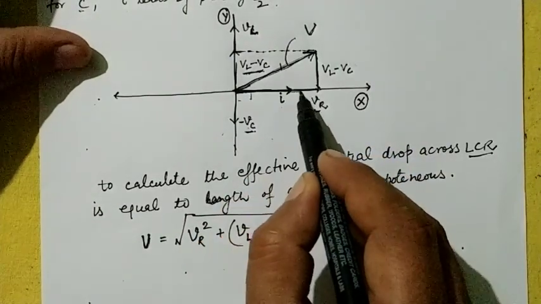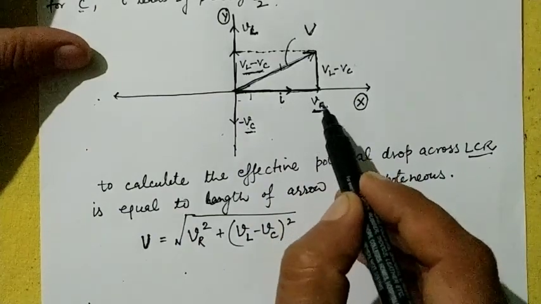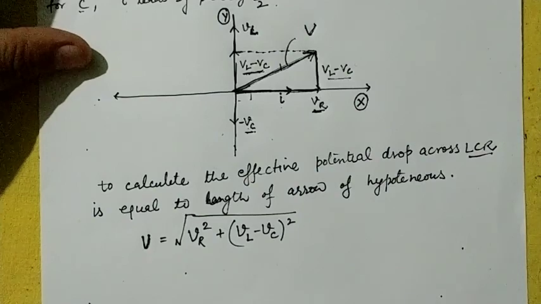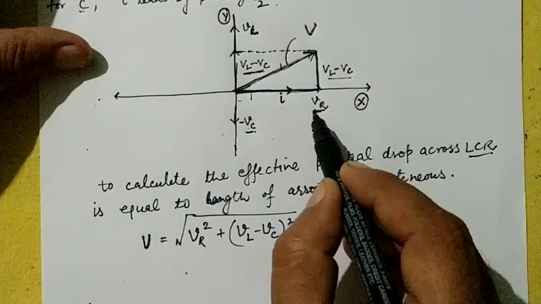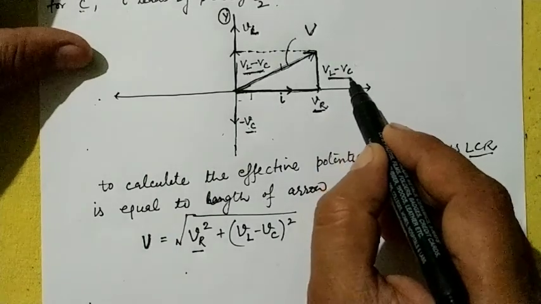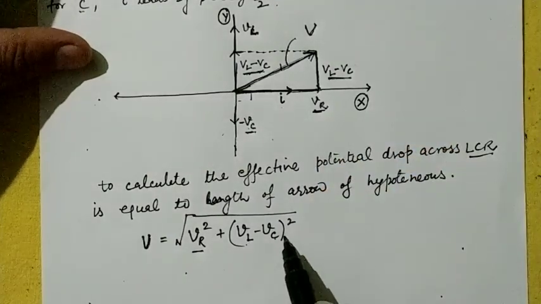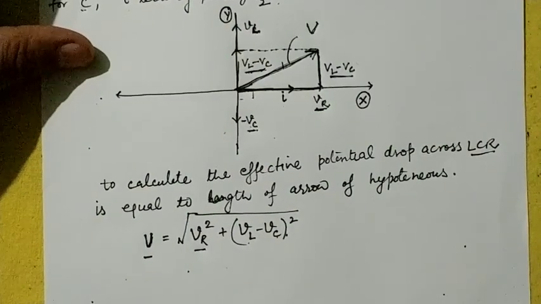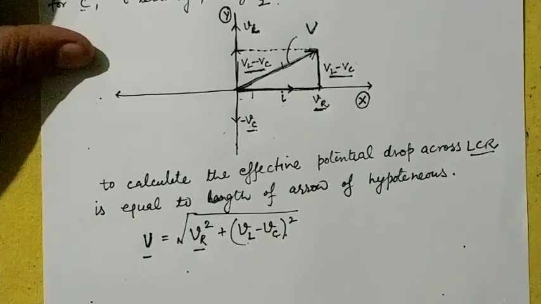This length is VR, and this length is VL minus VC. So squaring the base, VR square, and the perpendicular, VL minus VC whole square, under the square root. So this is your effective value of the potential drop across the LCR circuit.